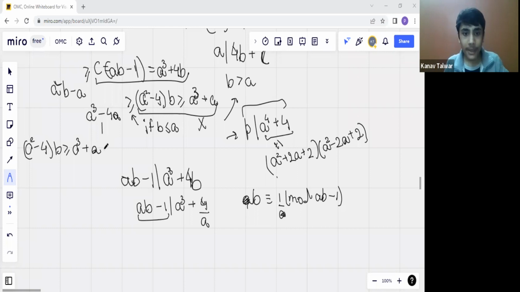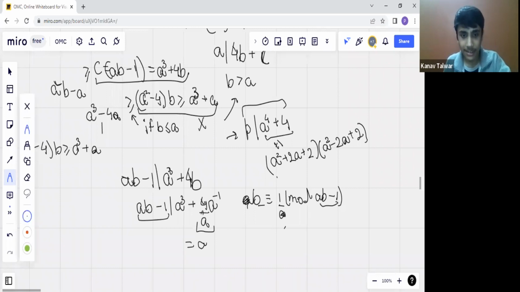One second, Costa. I'll just explain. Just because we're working modulo AB minus 1, B is congruent to 1 by A mod AB minus 1. So we can write, fine, remove denominators. I won't write 1 by A, I'll just write A inverse, A inverse modulo AB minus 1. Fine, so we'll talk about this later.